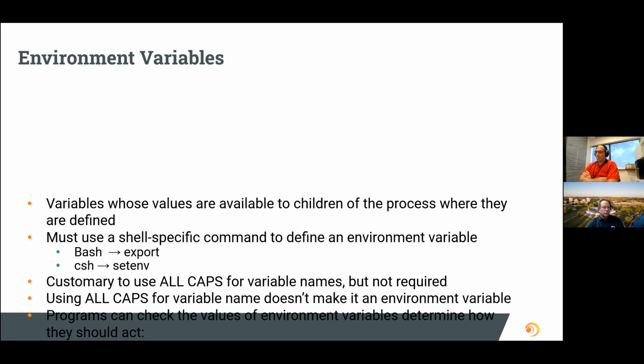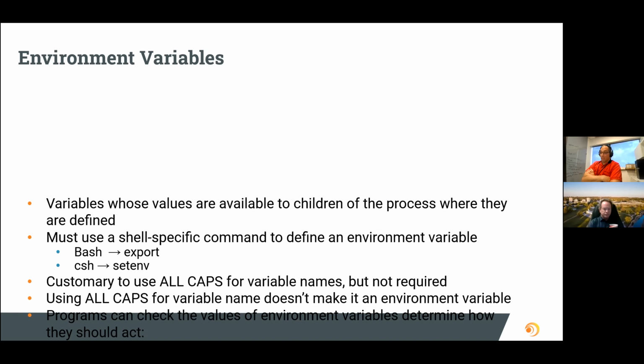So environment variables are variables, specifically, they're variables whose values are available to children of the process where they are defined. That's really all an environment variable is. You can define a variable and then child processes can access it. But they can access it, but they can't change it.